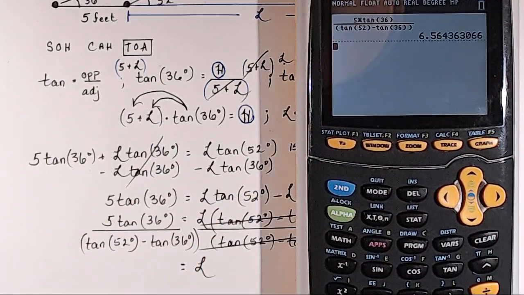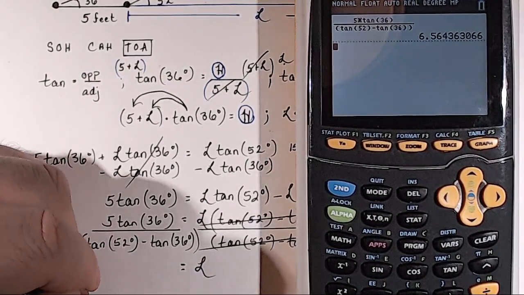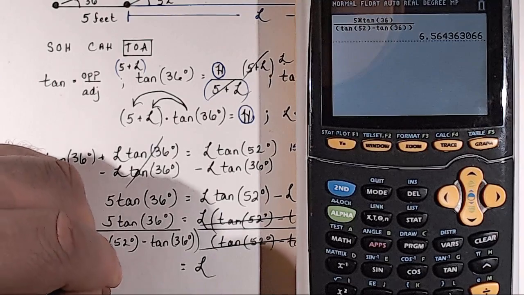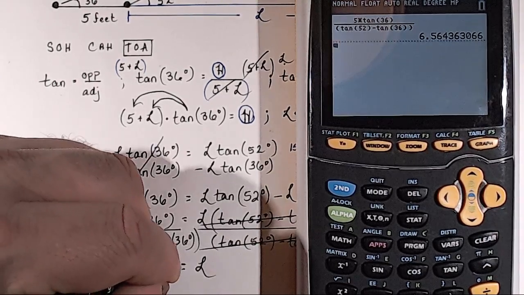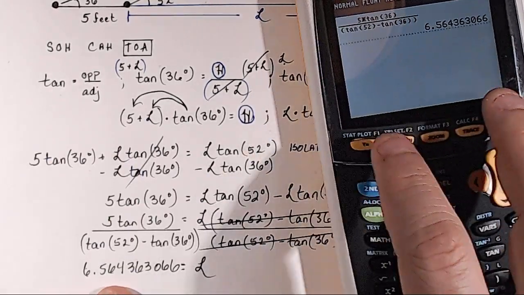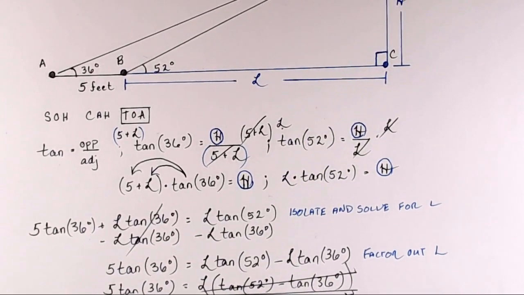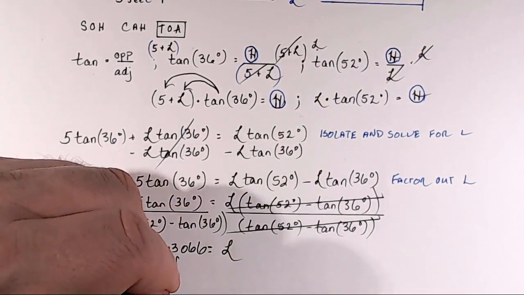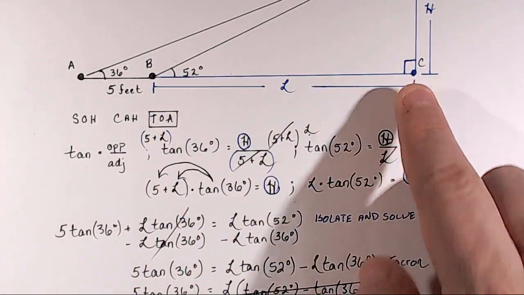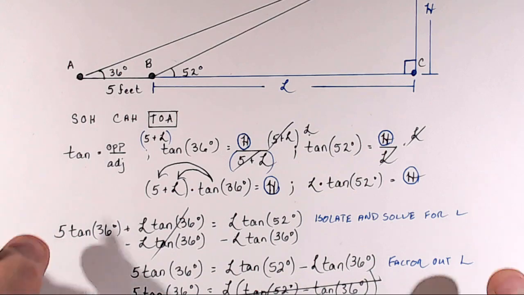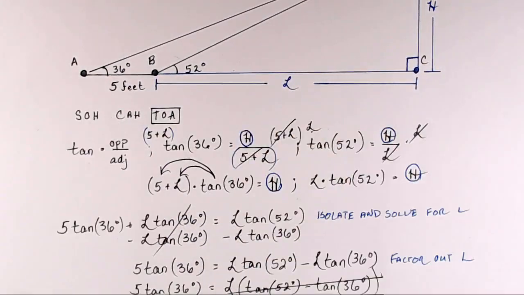Just hit enter, and you get 6.564363066, approximately equal to L. And that's in feet, I should say. It's in feet. So that's this distance right here. So now we can find AC, the full distance, 5 plus L.